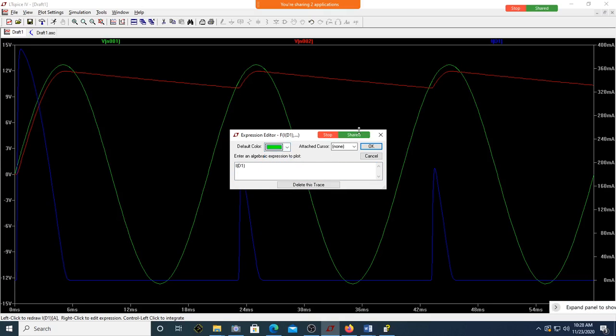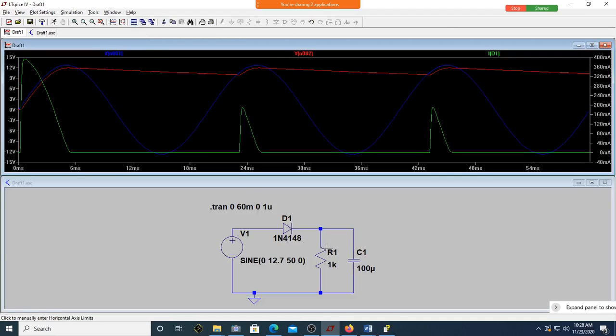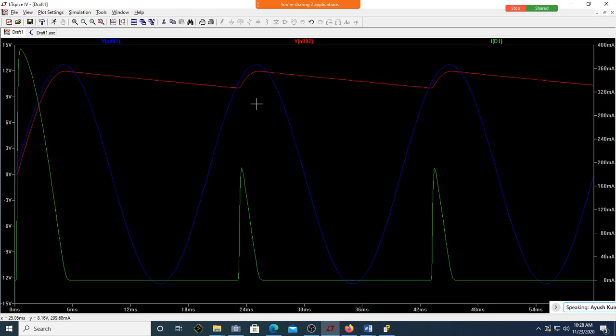Perfect. So let me just show you that. When it is charging, then only the current is there. Otherwise, current is zero. When current is zero, the capacitor is discharging through resistor R. When the capacitor is charging, then only the diode is on. When the capacitor is discharging, it is through the resistor and the diode is off. Is that clear? Yes, sir. Whenever it is discharging, current is fully zero.